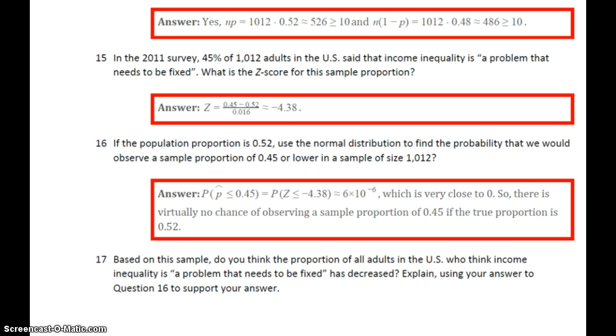Minus 4.38. Now, first of all, minus 4.38. That is a very, very large z-value in absolute value. That is over 4 standard deviations from the mean. That is quite unusual. So if the true population proportion was really still 0.52, getting a 0.45 would have been highly unlikely. What is the probability we would have gotten a 0.45 or less?